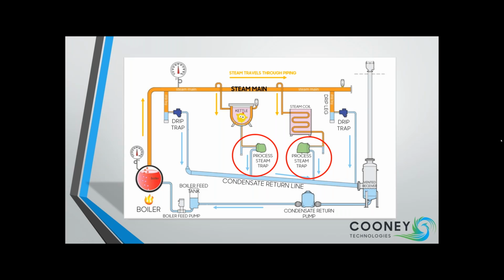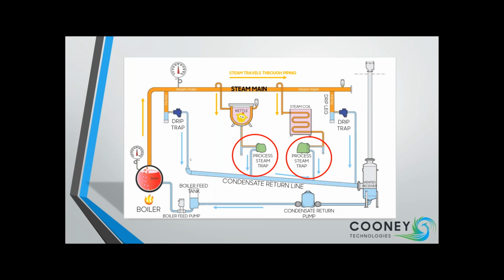The processed steam heating can produce much more condensate than a steam main drip trap. So care has to be taken to select the properly sized steam trap based on the heat load of the equipment as specified by its manufacturer.